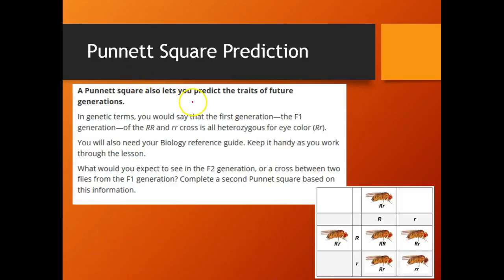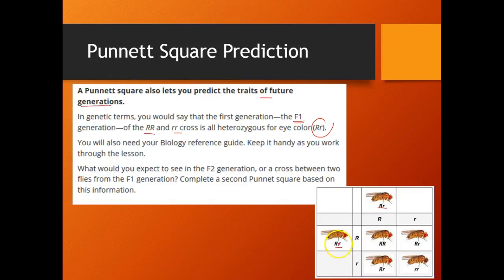A Punnett square also can help you predict the traits of future generations. So even if you haven't crossed certain organisms yet, you can still predict the traits of future generations. Remember, we created that first generation, the F1 generation, when we crossed the big R, little r, and they're all heterozygous, right? If we were to take 2 of those flies from that generation, so big R, little r, big R, little r, and cross that, we would have a different result.